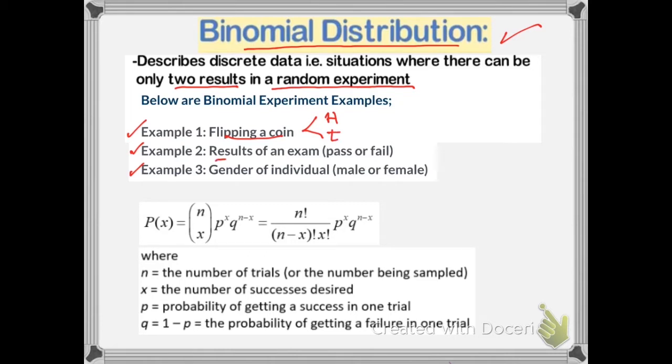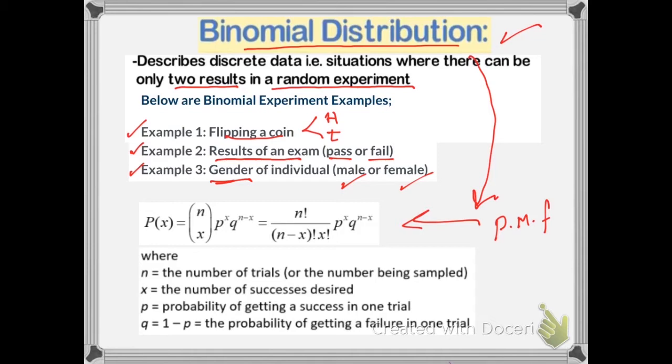If you ask about the result of an exam, it can be pass or fail. In the same case, if you ask about the gender of any individual person, it can be male or female. The benefit of the binomial distribution is to find the probabilities. And the probability mass function of the binomial distribution is given by this formula.